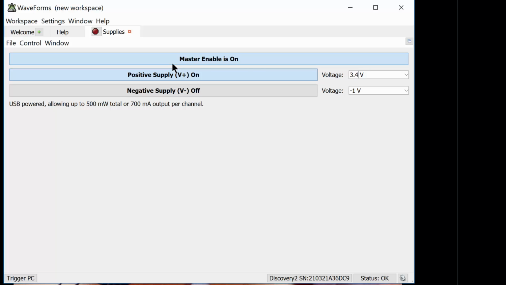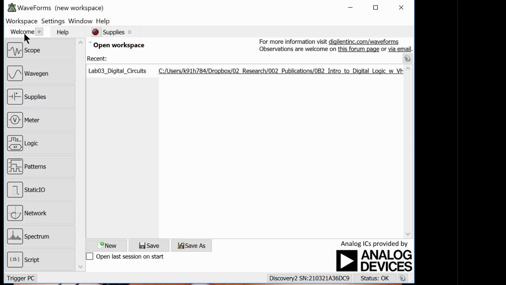Okay, so now what we're going to do is we will begin taking a measurement of the inverter. I've got power to my board, and I want to drive in a logic signal and then observe it. So I'm going to go back to my welcome, and I'm going to turn on the wave gen.